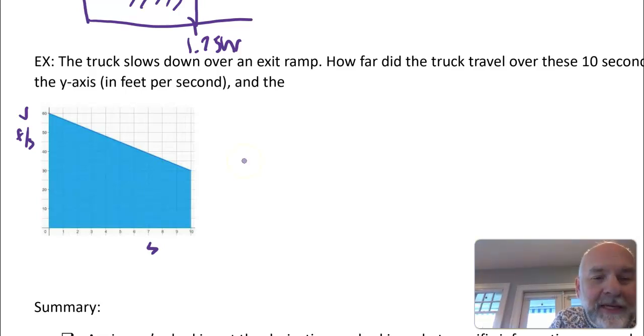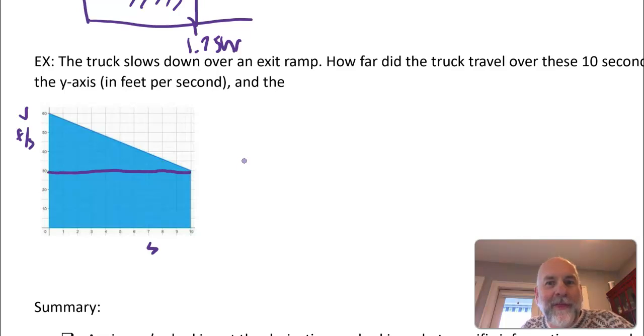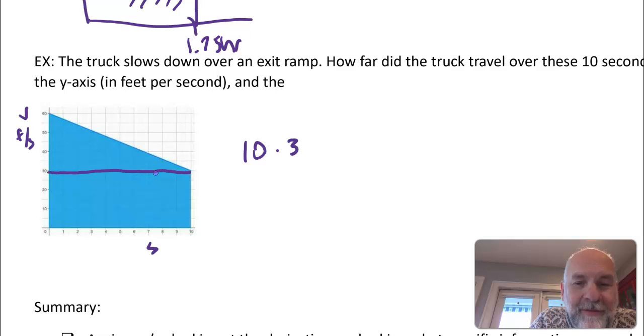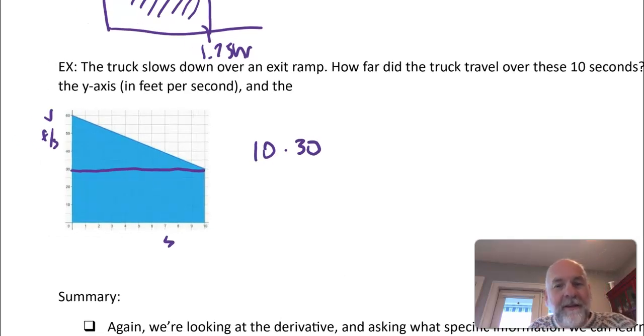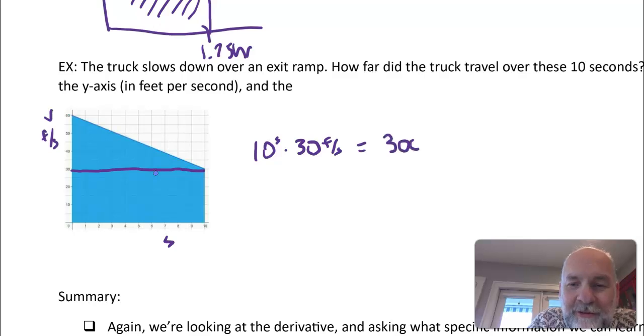The cool thing is that we can just use our geometry and go, well, I can figure out the area of that without any fancy calculus stuff. I can just say, all right, this is 10 seconds at 30 feet per second. So it's 10 times 30. So that's going to give me 300. And it's 10 seconds and 30 feet per second. Again, the seconds would cancel out. So that gives you 300 feet.